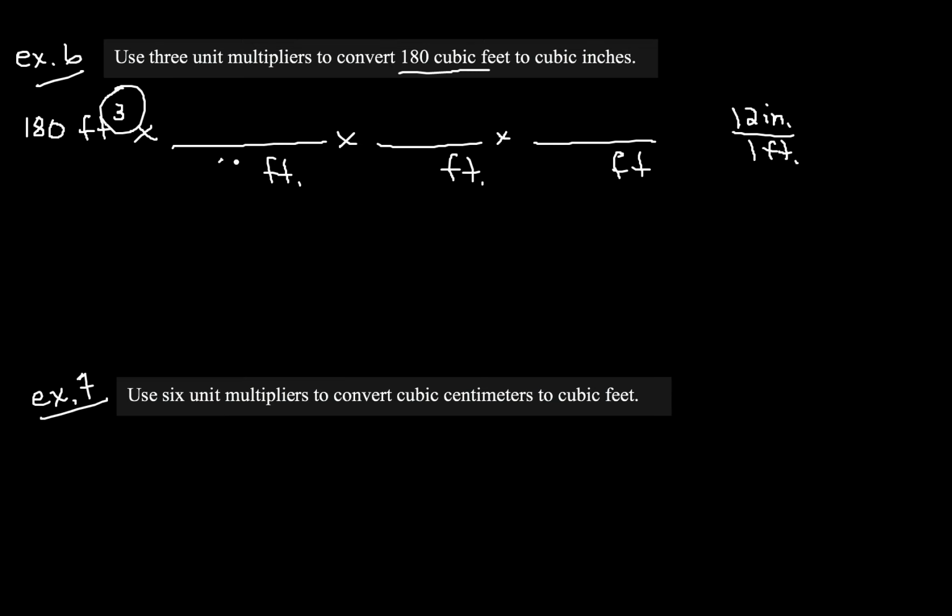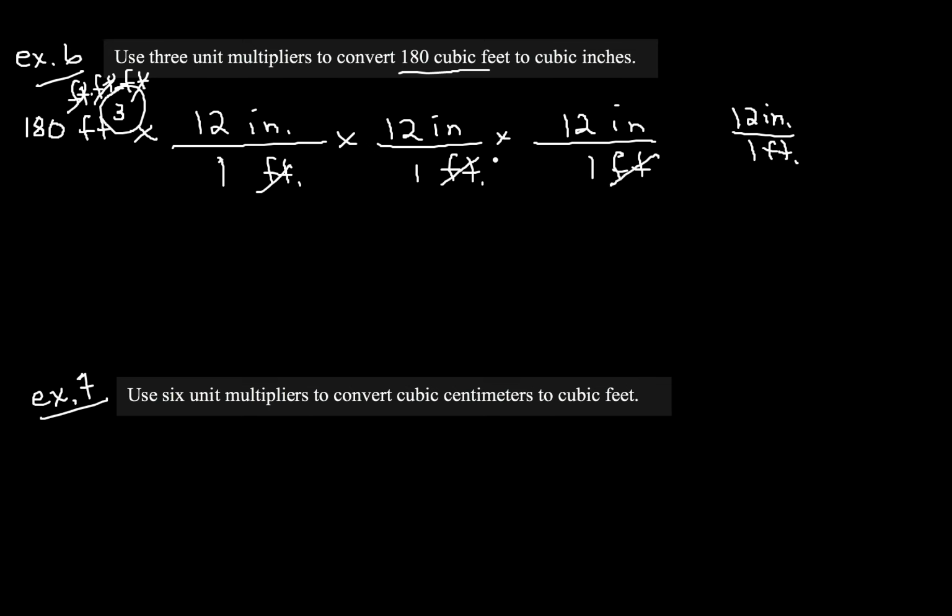And then you're going to do your units. You need as many since there's 3. This is the same thing as feet times feet times feet, that's the same thing as cubed. So we have 12 inches is 1 foot, 12 inches is 1 foot, and 12 inches is 1 foot again. So you have your feet and a feet and a feet.